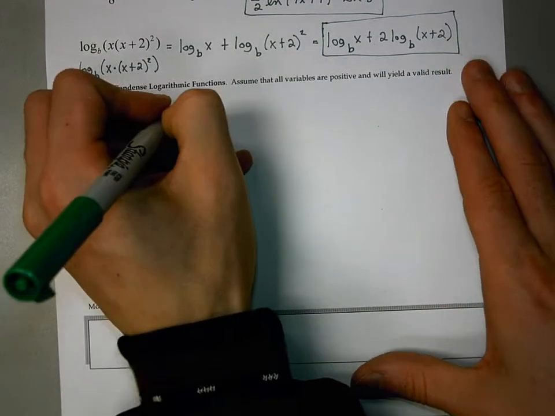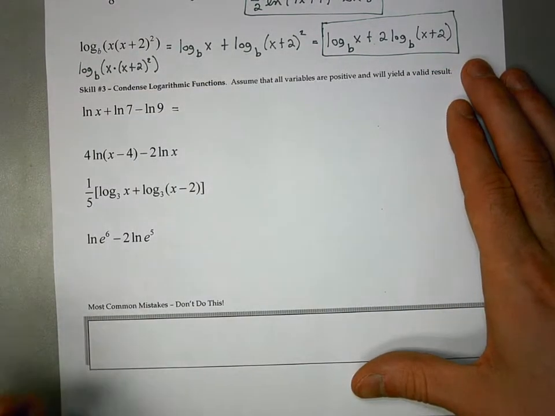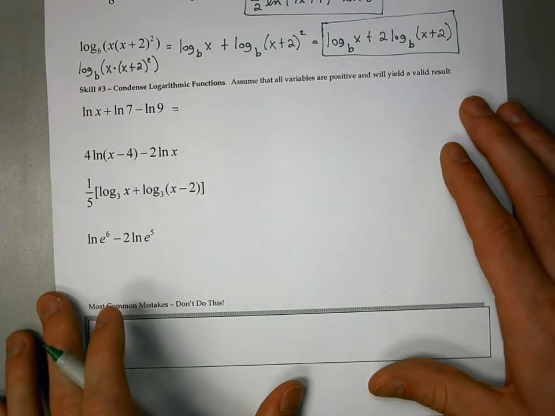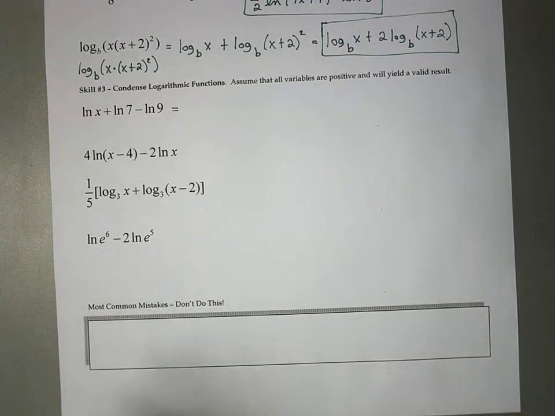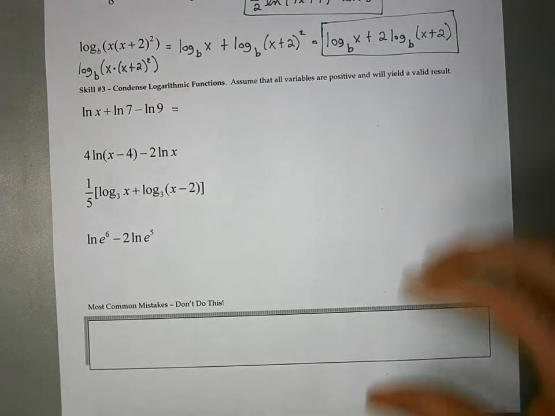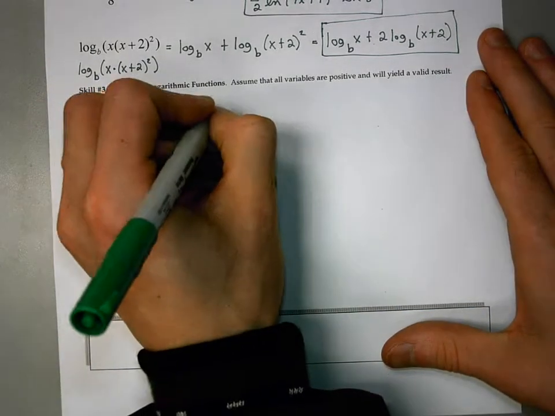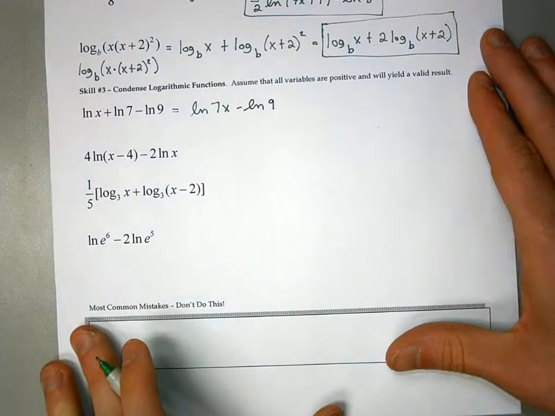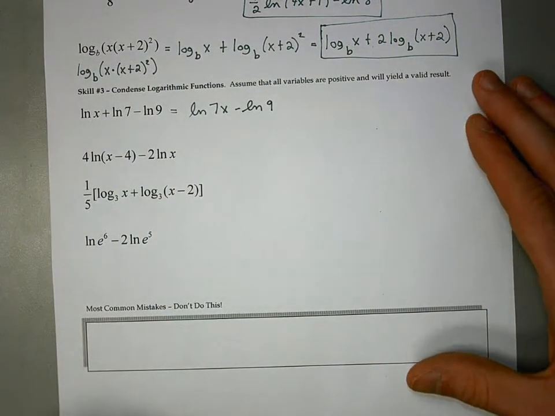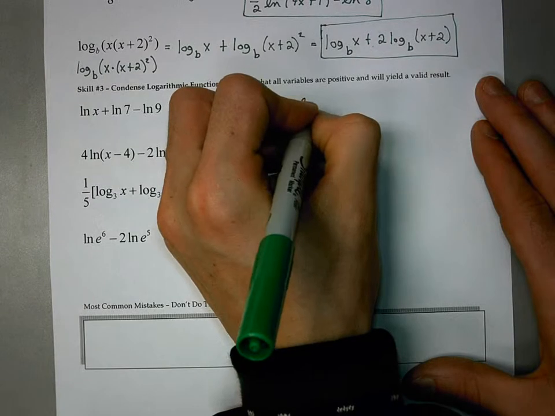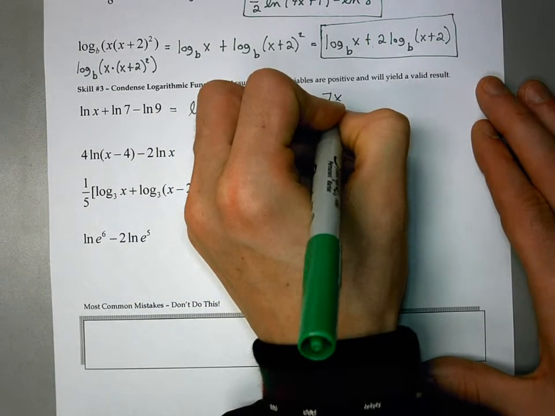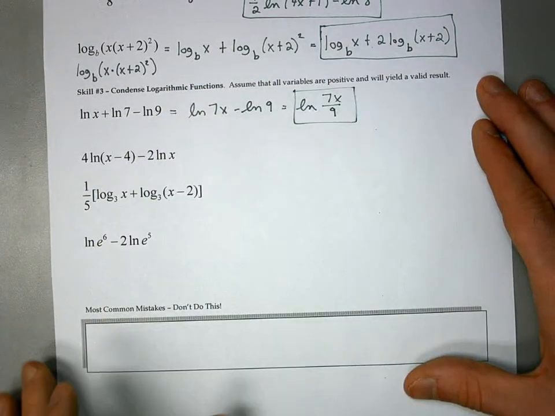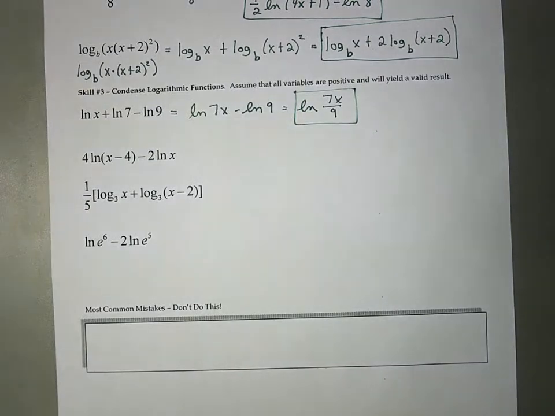So my first step is I'm going to apply the product property, moving from left to right. So ln of x plus ln of 7, the product property would be the ln of 7x minus the ln of 9 is left over. And then I can apply the quotient property, which is the ln of 7x divided by 9. The subtraction turns into division.